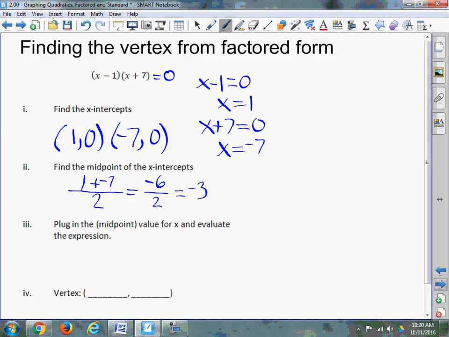All right, so that gives us the x-coordinate. To get the y-coordinate, we're just plugging that in. So we'll see negative 3 take away 1 times negative 3 plus 7. And just like before, you'll see the same number pop up. All right, I see negative 4. I'm also getting positive 4. And negative 4 times positive 4 is negative 16. And that's how you find the vertex from factored form.